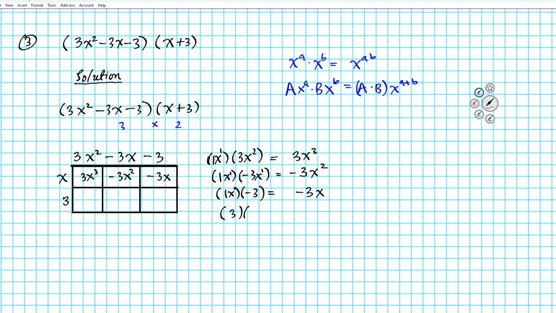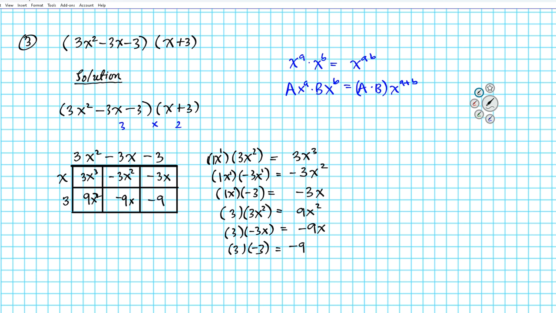Next row, we're going to multiply 3 by all these 3 terms. 3 times the first term, 3 times 3x squared. Just multiply the numbers, 3 times 3, 9x squared. So 9x squared in the first cell. And then 3 times negative 3x, that'll be negative 9x right here. And then lastly, 3 times negative 3, which is negative 9.